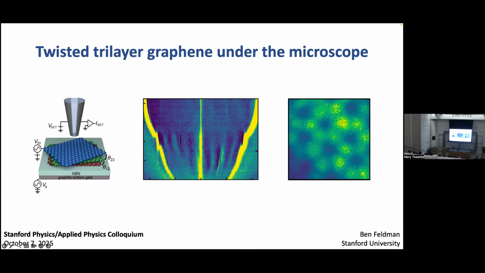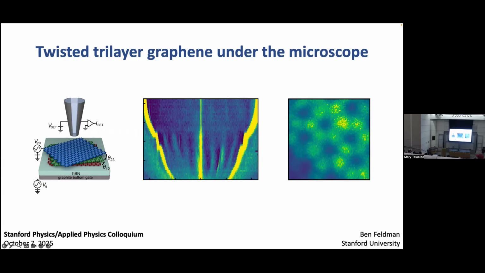I'm going to tell you about some recent measurements from my lab where we've been using a single electron transistor to look at twisted trilayer graphene. That's a case where you have 3 graphene layers. That's what I'll focus on today. And between each of these pairs of layers, you have some interlayer twist.